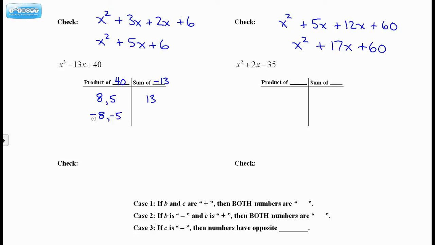Okay. These multiply again to positive 40, but when I add them together, I get negative 13. So these are the numbers that I want. So we can factor this right away: x minus 8, x minus 5. Okay. Let's just quickly do a check. FOIL it out. First, outside, inside, last.